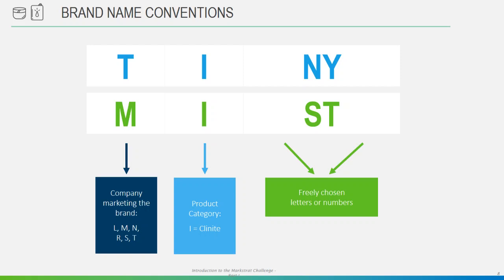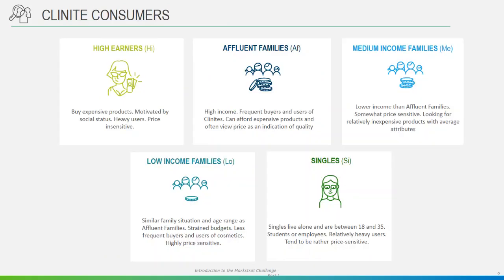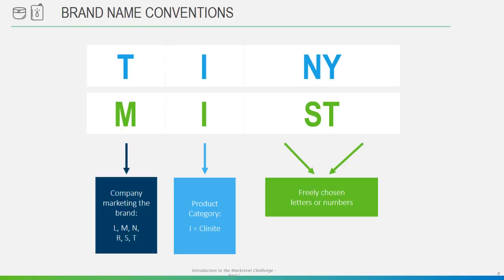The second letter in our situation is the I, and the I indicates Clinite, so you'll know it's a Clinite. And the last two letters, you can choose what you want. When you make new brands, you can come up with funny names that start with your team letter, and then an I, and then two more letters.